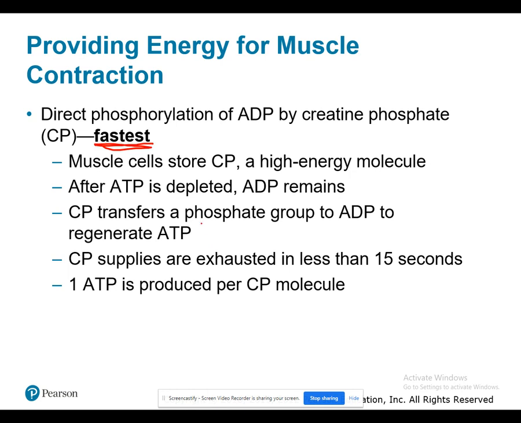Now, creatine phosphate, while it is located in the muscles and it is the fastest way to make ATP, is exhausted in less than 15 seconds. So once you've exercised for 15 seconds, you have used up that supply. Also, to note, 1 ATP is produced for 1 CP molecule. So it doesn't make a very high quantity of ATP.